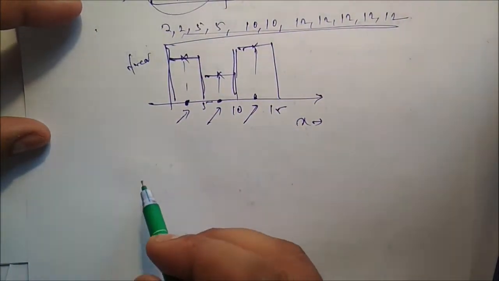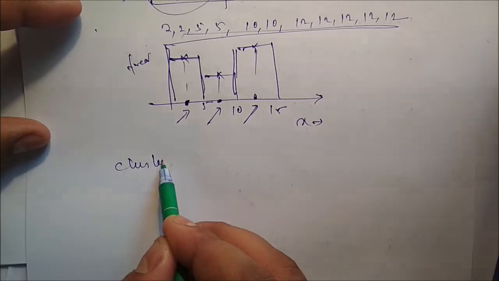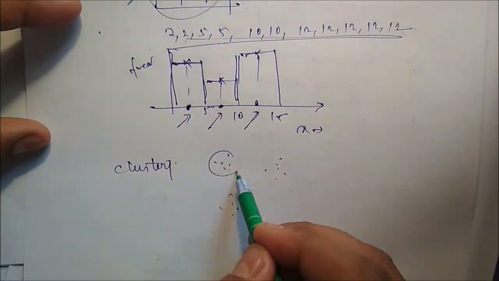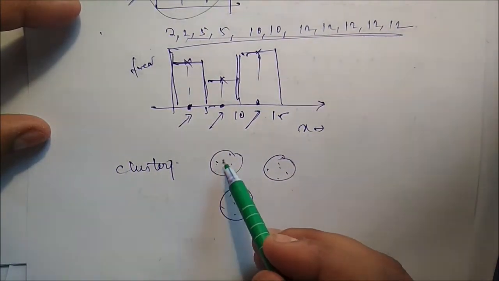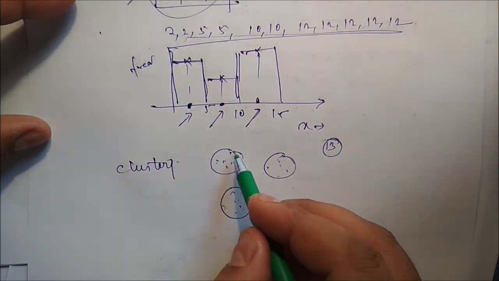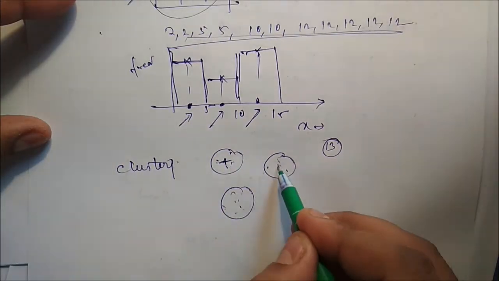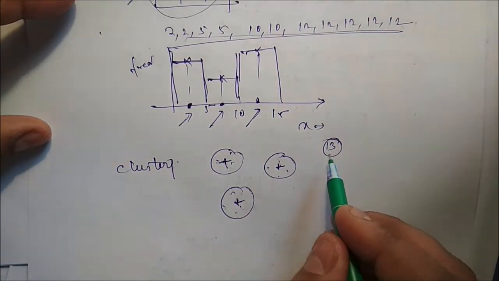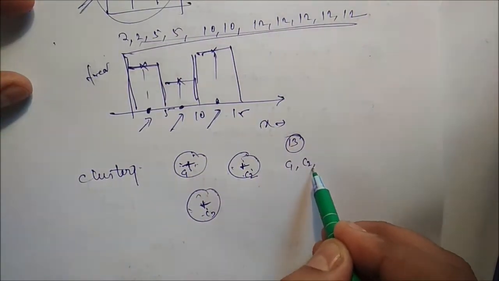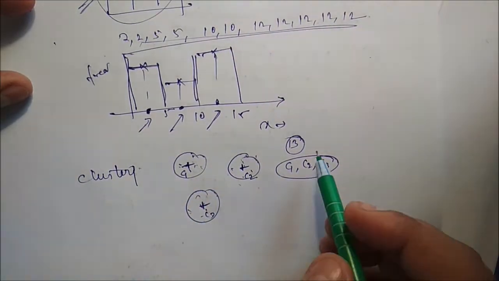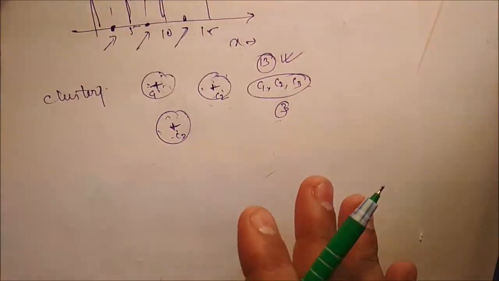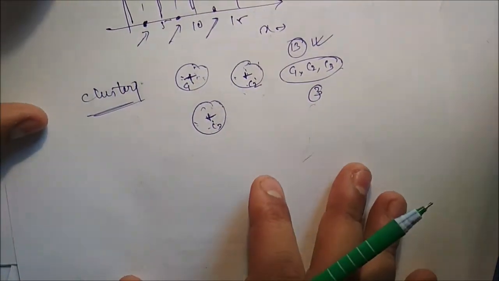Next, similarly, we can apply clustering. Clustering is what? Grouping data. Here, how many data are there? 1, 2, 3, 4, 5, 6, 7, 8, 9, 10, 11, 12, 13. So 13 data are there. In clustering, we identify the representative or cluster center. Instead of storing all the 13 data, we just store the cluster centers. So C1, C2, C3 are the representations of the groups. Instead of storing these 13 data, we store only these 3 data. So we can implement clustering for data reduction.